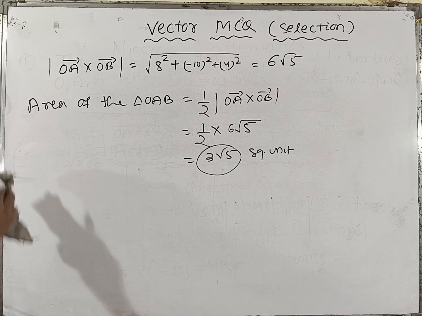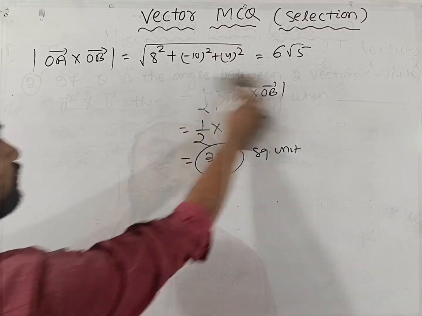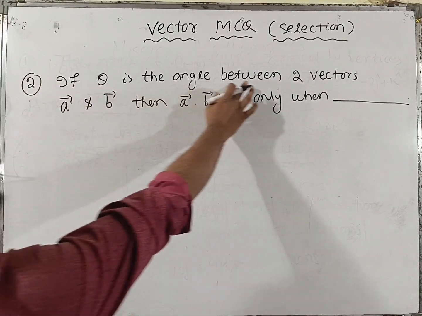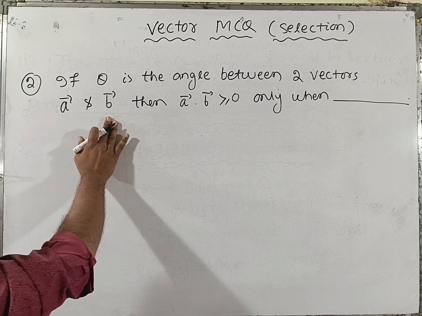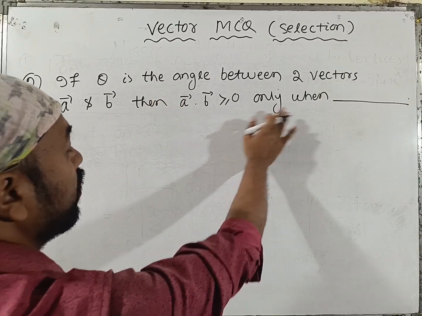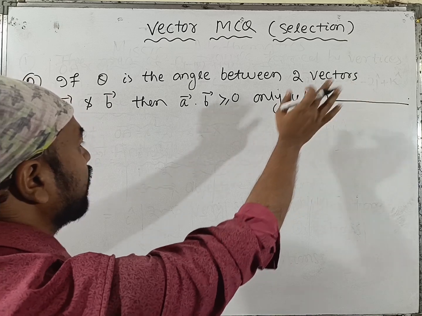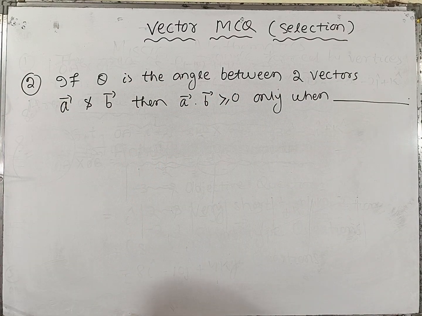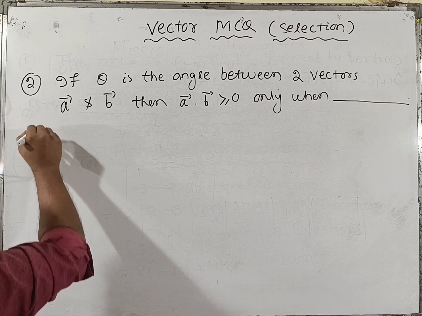Then let us go through question number 2. Here it is question number 2. It has been given that if theta is the angle between two vectors, A vector and B vector, then A vector dot B vector greater than or equal to 0 only when. It has been asked what is the condition that the dot product of these two vectors will be greater than or equal to 0. Let us go directly to the solution.